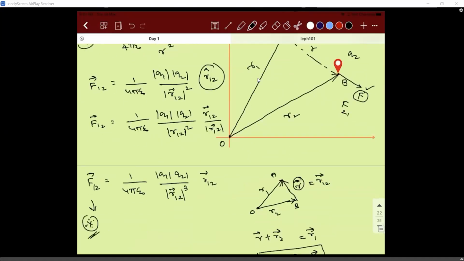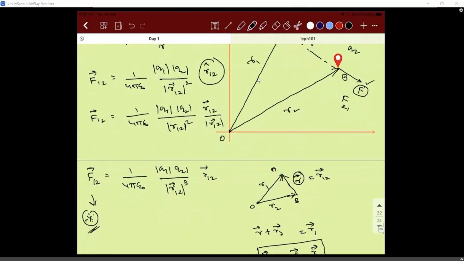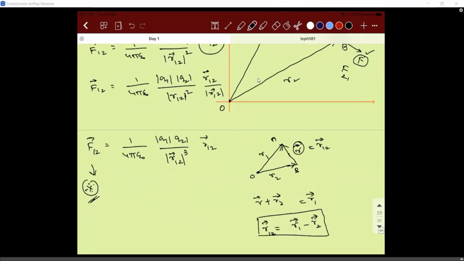So what is the difference between both, guys? Observe. The first important symbol that I have put is R square in the denominator, but it is R12 cap. So if it is R12 cap, the denominator is a square. If it is R12 vector, the denominator is a cube. Is that clear, guys?